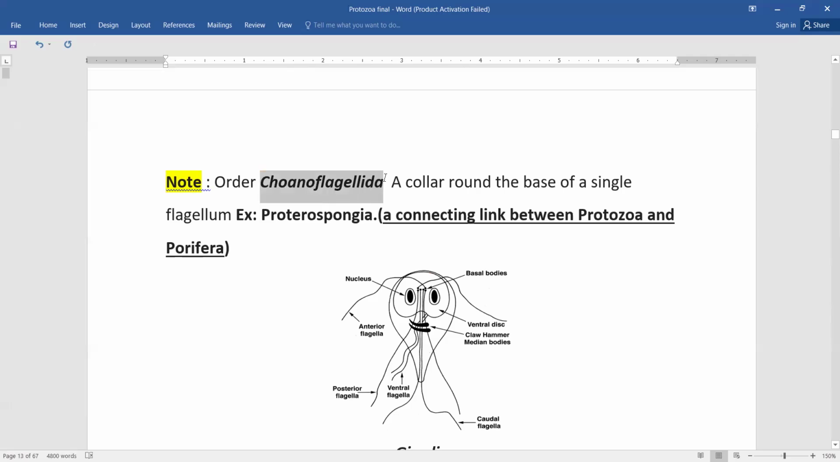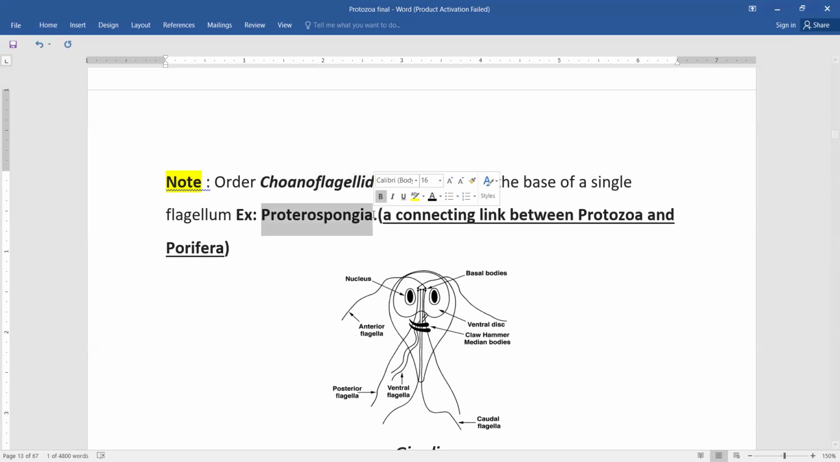ఇలాంటి క్వశ్చన్స్ ఎగ్జామ్ లో అడుగుతారు. What is the speciality of the order Choanoflagellida? A collar round the base of a single flagellum is present. Example is Proterospongia, which is a colonial protozoa. ఇది చూస్తే మనకు స్పాంజెస్ లాగా, ఒక మినీ స్పాంజ్ లాగా ఉంటుంది. మల్టీ సెల్యులార్ ఆర్గనిజమ్స్ లాగా ఉంటాయి ప్రొటెరోస్పాంజియా.